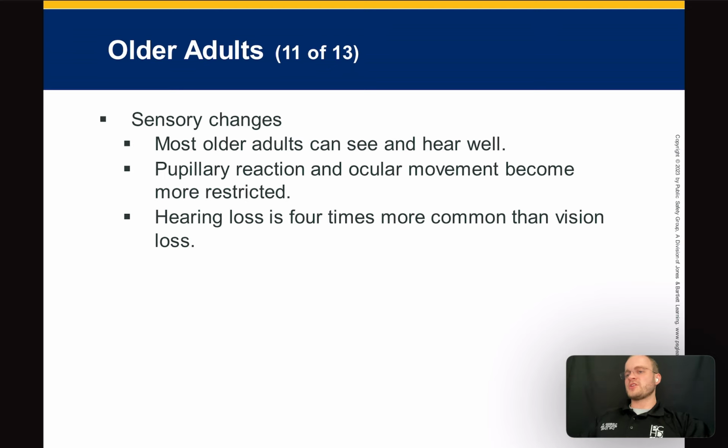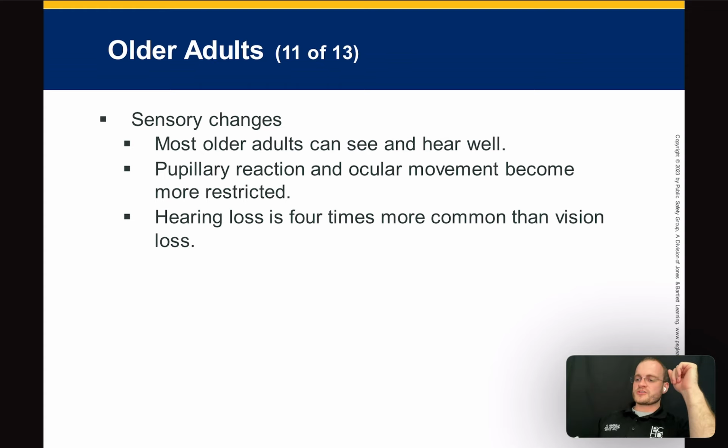Pupillary reaction and ocular movement may become more restricted. So the whole penlight test becomes a little less reliable, especially in people with some type of ocular injury or disease, like glaucoma. Even just ocular trauma. Oh God, I can't think of the word. It starts with an M. Macular degeneration.